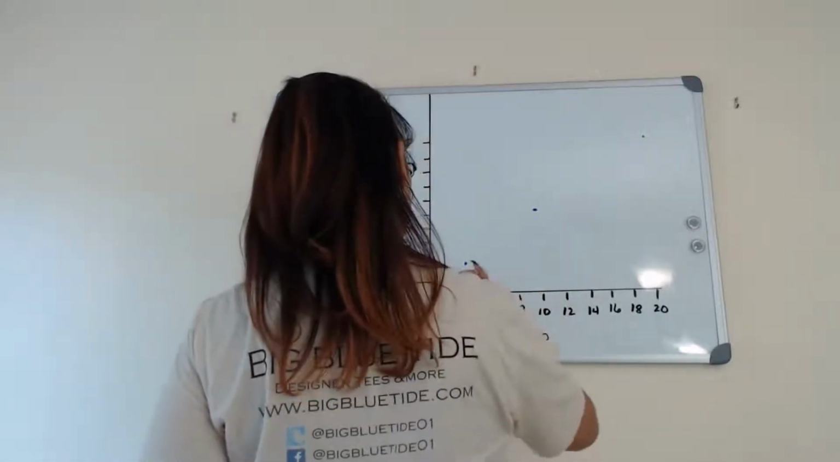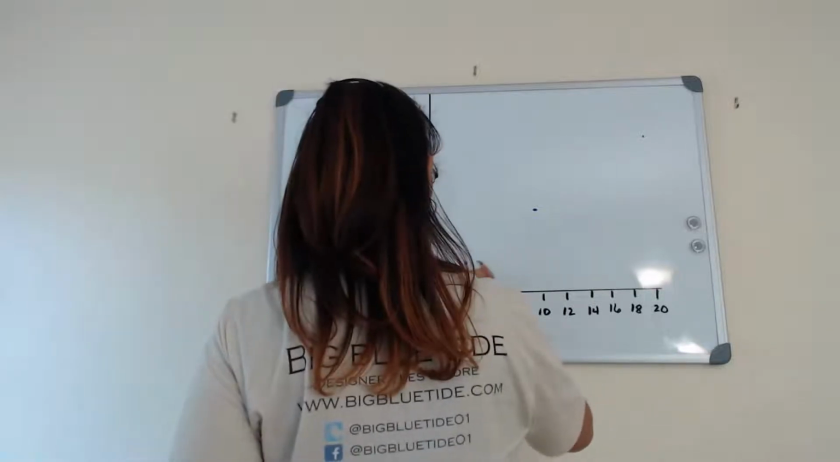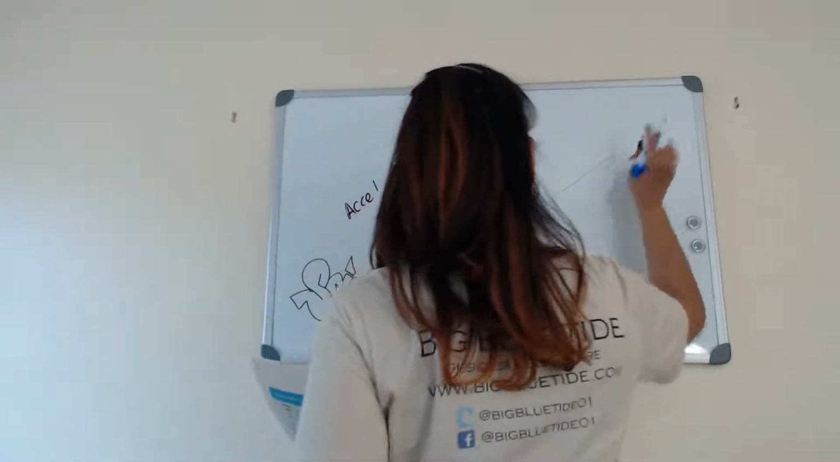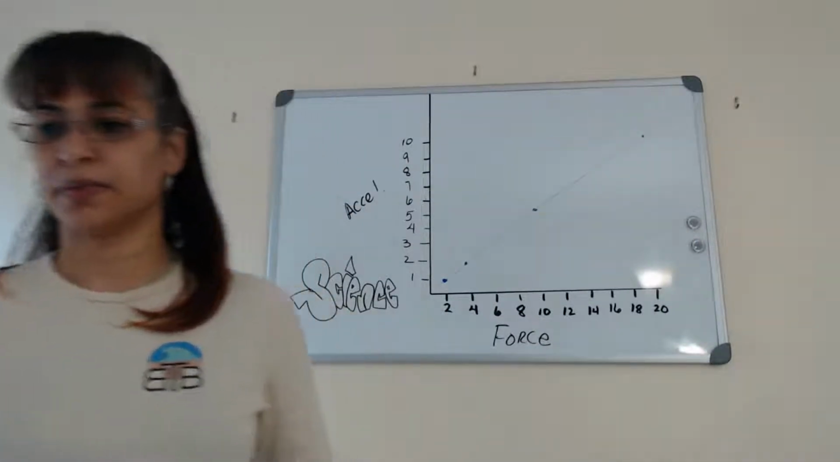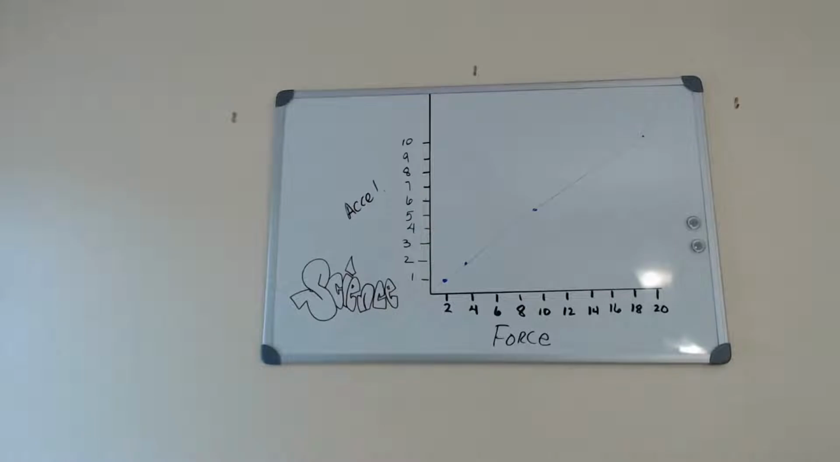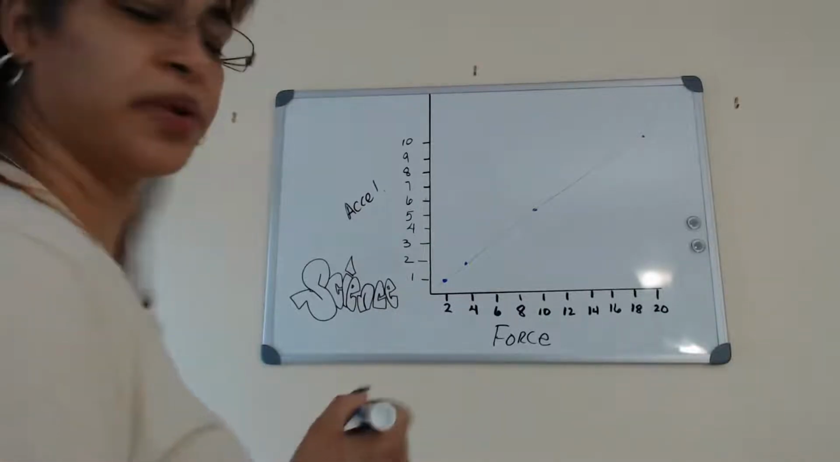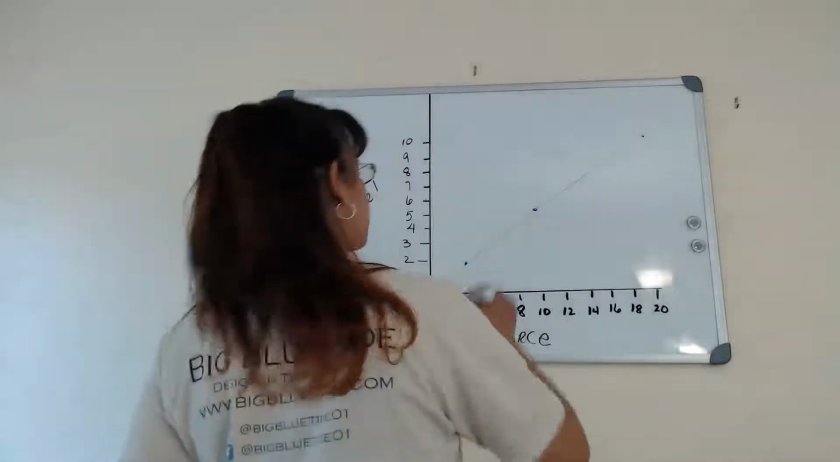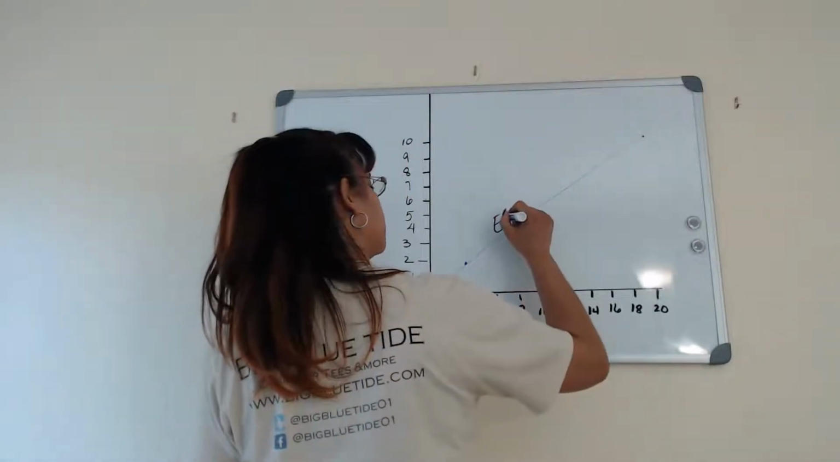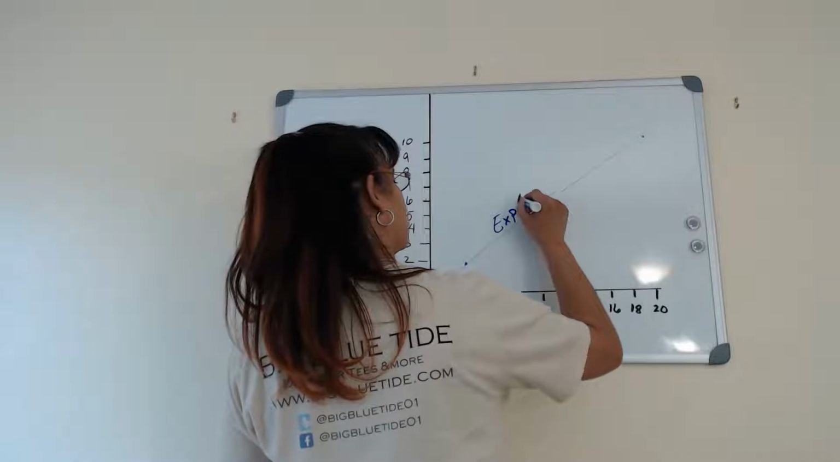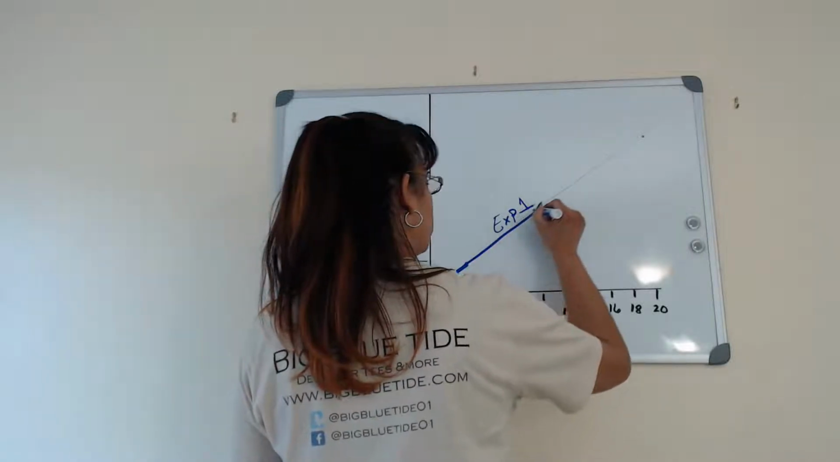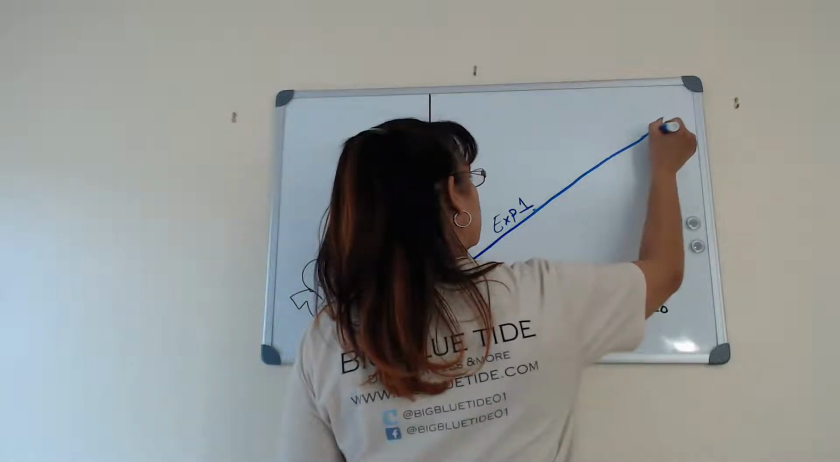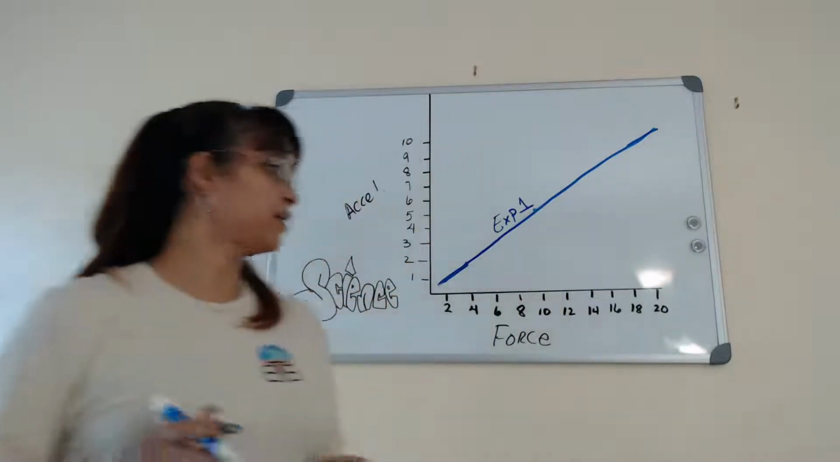So this, as you can see, it is linear. Pardon my not being able to draw an absolutely straight line. I don't have a ruler. But that there is the first line, and we're going to say that is for experiment 1 data. So that's experiment 1's data.